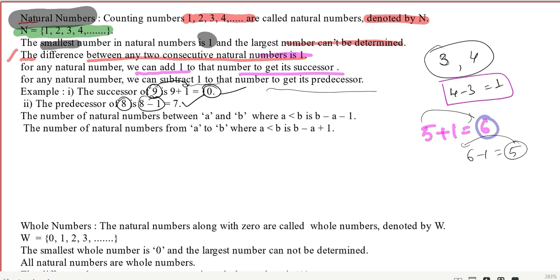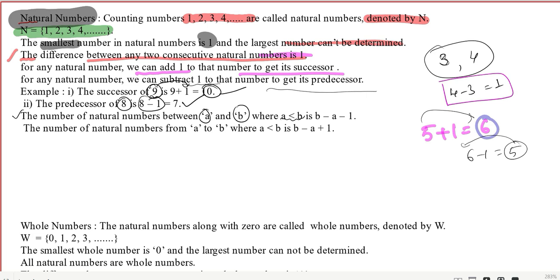One more important concept is the number of natural numbers between two given natural numbers. If a and b are two natural numbers, where a is less than b, the number of natural numbers between a and b is obtained by using this formula: b minus a minus 1.